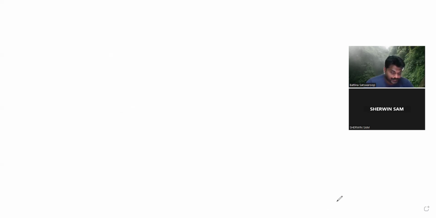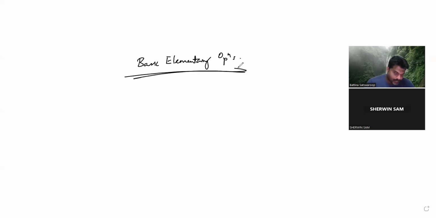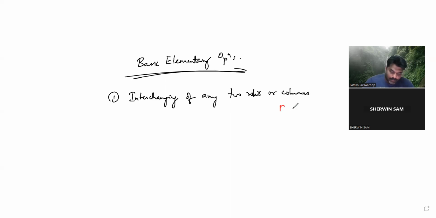See, there are basic elementary operations. How many operations are there? Number one, interchanging of any two rows or columns. You can simply say R1 is interchanged with R2 or C1 is interchanged with C2. This is one condition, sir, interchanging.